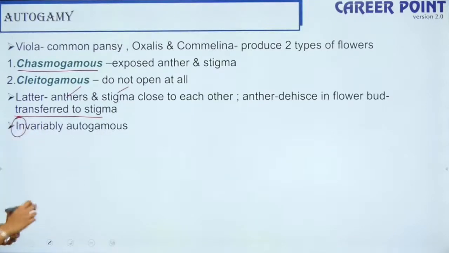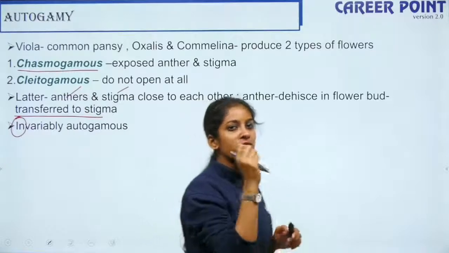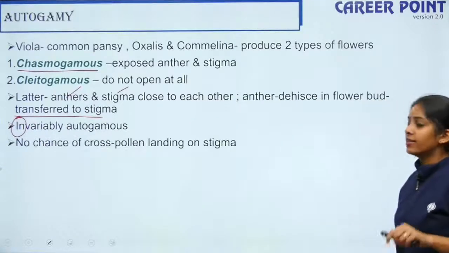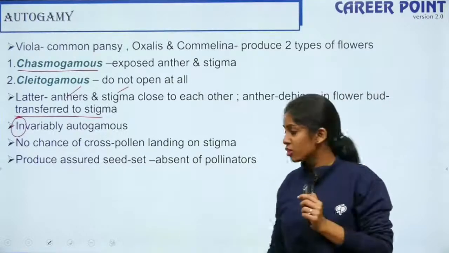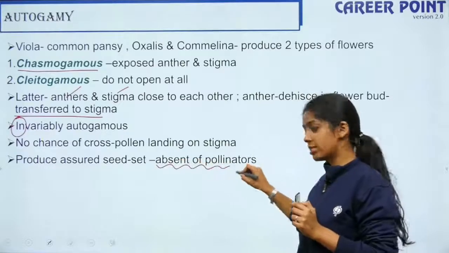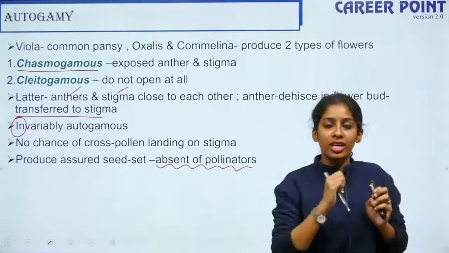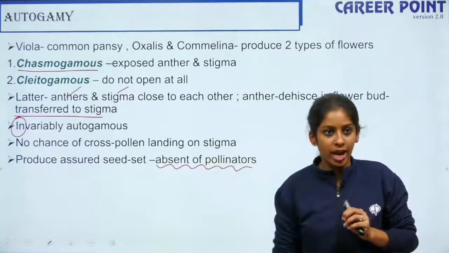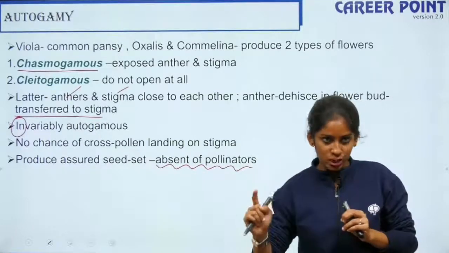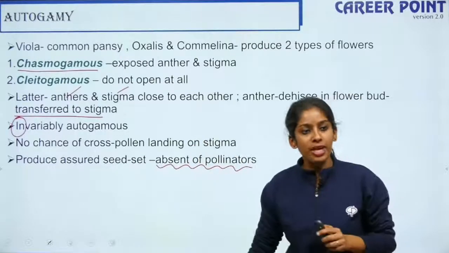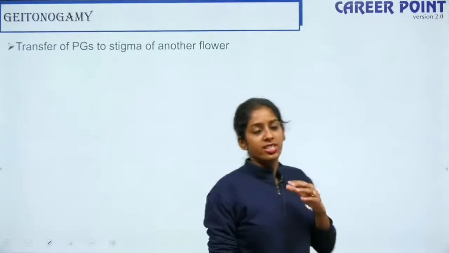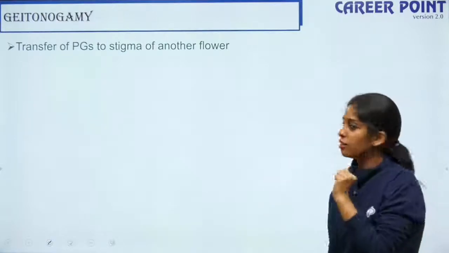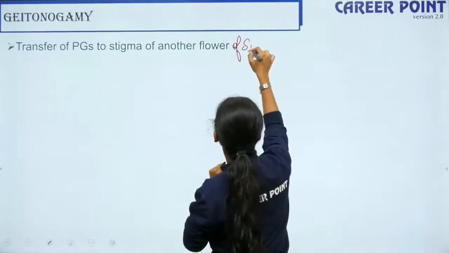This is invariably autogamous because it is exclusive; there is no chance of any other pollination happening. There is no chance of cross-pollination happening. So you have an assured set of seeds produced even in the absence of pollinators. The process of pollination is picking up the pollen grains and landing them on the stigma. Sometimes it is through the help of agents, but without the agent also autogamy is completely possible. Fine? So the next type of pollination is geitonogamy. What is geitonogamy? That is the transfer of pollen grains to the stigma of another flower of the same plant.